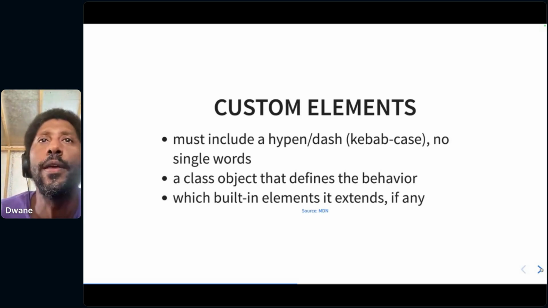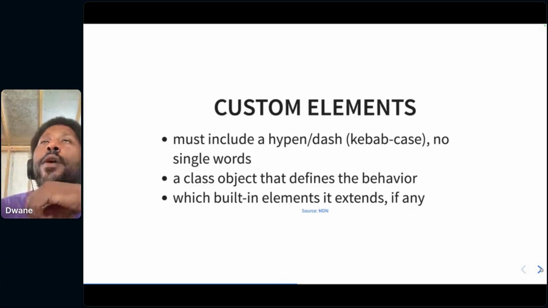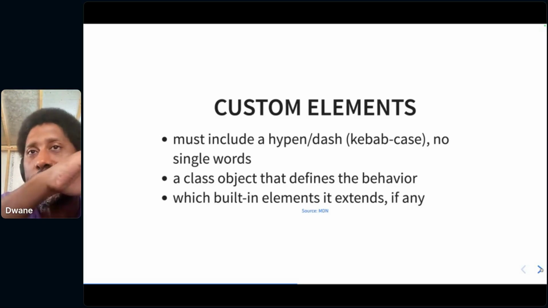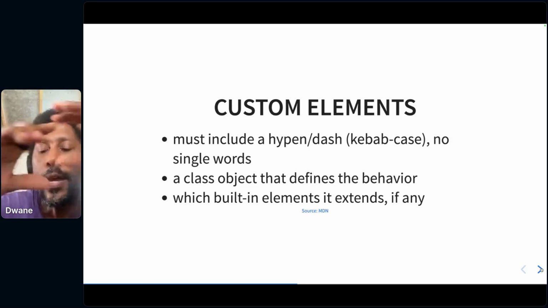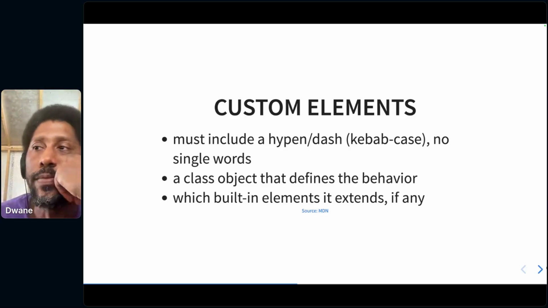It's also an object, like a class that defines the behavior. But it's also about being able to extend already existing elements. So you can build on top of button elements, using the button as the base layer. You get all the goodness that comes with a button, like click and all these other things that come with these different elements, and build on top of that, as it says, extends.